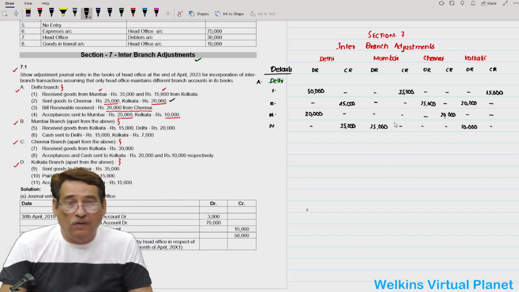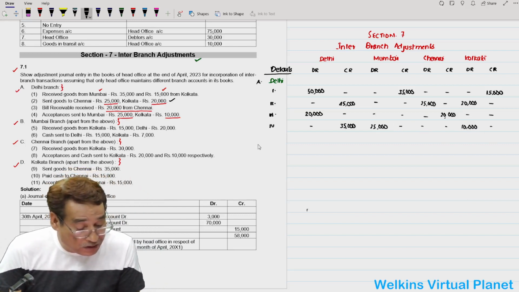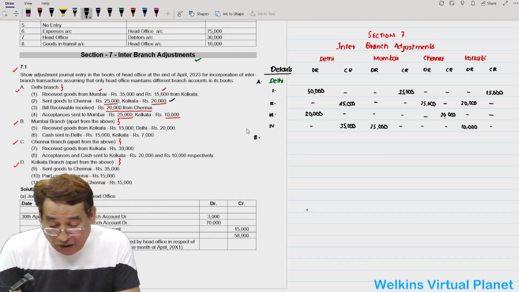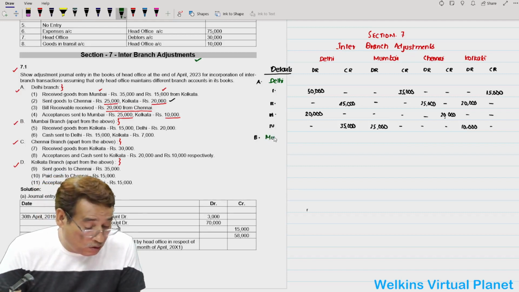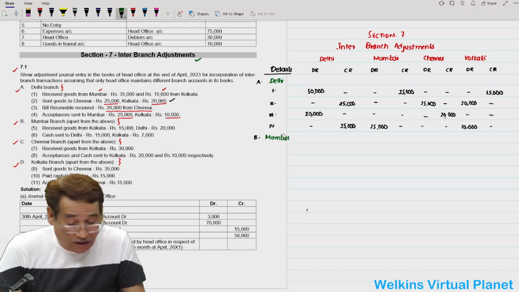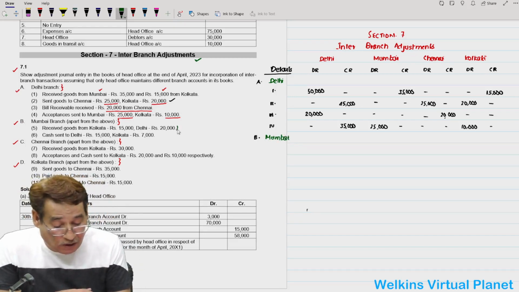Is it clear to you? Now, similarly, I will take the transactions of B. Next one is Mumbai branch. So, I will write here Mumbai. As far as Mumbai branch is concerned, only two transactions have been given to us.